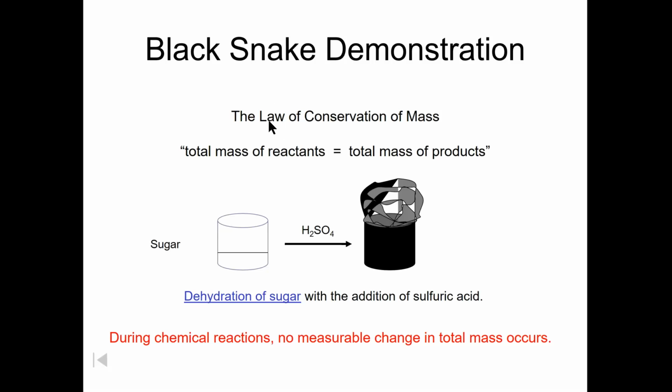Here's an example you might see on the 4th of July with your kids. A simple reaction, the law of conservation of mass, where reactants equal the products. It's the dehydration of sugar with the addition of sulfuric acid. This attracts the water and it gives off a lot of gas, and this thing just kind of rises up. So during the chemical reactions, no measurable change in total mass occurs, but the density changes.